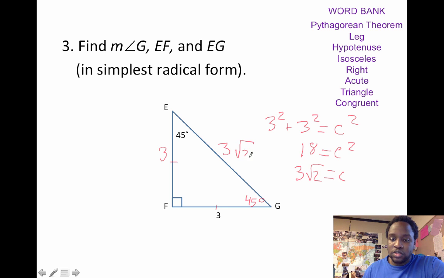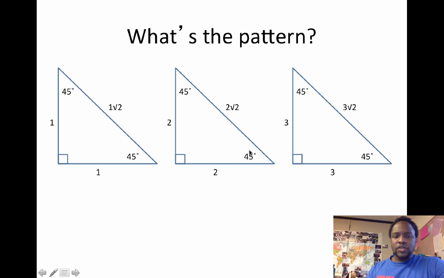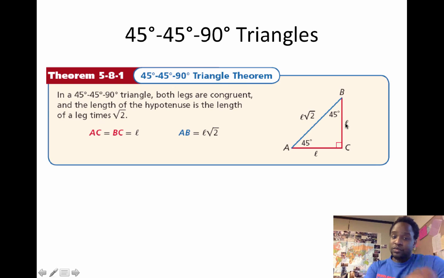3 radical 2. So what do we notice? What's the pattern? When the side length was 1, we got 1 radical 2. When the side lengths of the legs were 2, we got 2 radical 2 for the hypotenuse. And when the side lengths of the leg were 3, we got 3 radical 2. Well, turns out that in all 45, 45, 90 triangles, both legs are congruent and the length of the hypotenuse is the square root of 2 times that leg. So it's L, L, L radical 2.